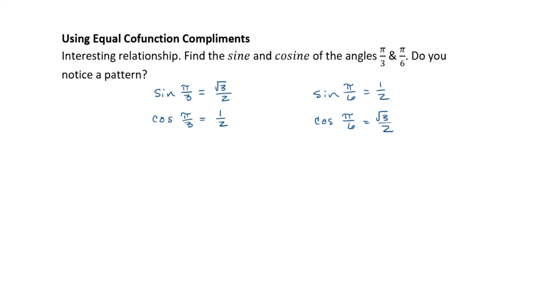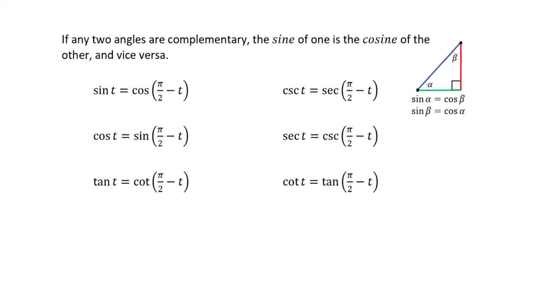So we can see pi over 3 and pi over 6 are complementary angles. They add up to be 90 degrees or pi over 2 radians. And then we notice that sine of pi over 3 and cosine of pi over 6 are the same. The cosine of pi over 3 and the sine of pi over 6 are also the same. If any two angles are complementary, the sine of one is the cosine of the other, and vice versa.